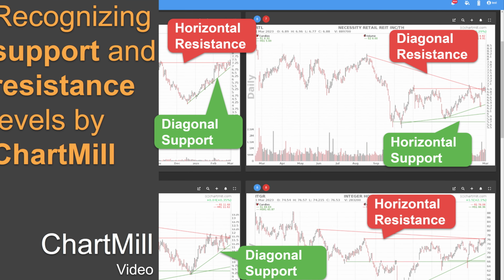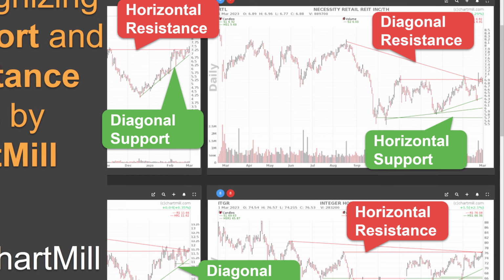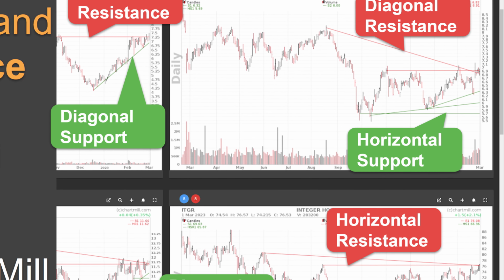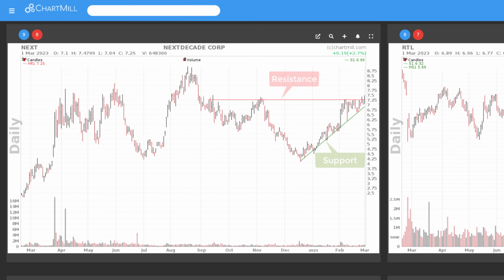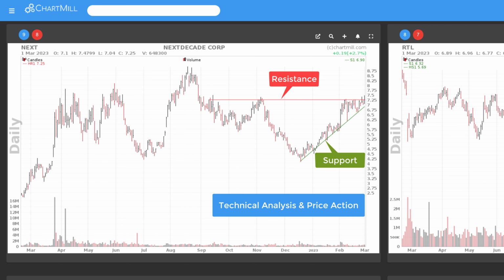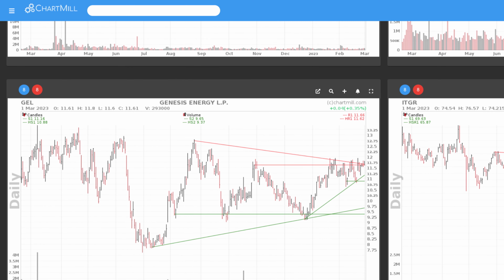In today's video I'm going to talk about support and resistance zones on the price chart and how to quickly identify them with ChartMill. Support and resistance are technical price levels that are important for traders whose strategy is based on technical analysis and price action. However, fundamental investors can certainly benefit from these price levels as well.